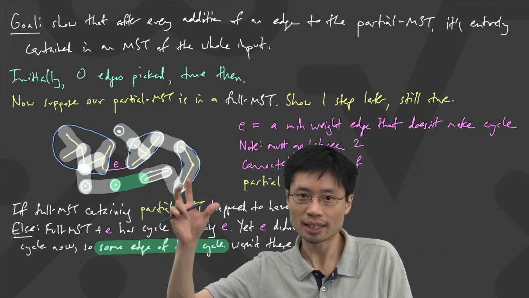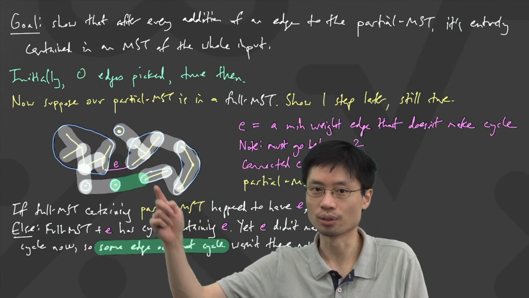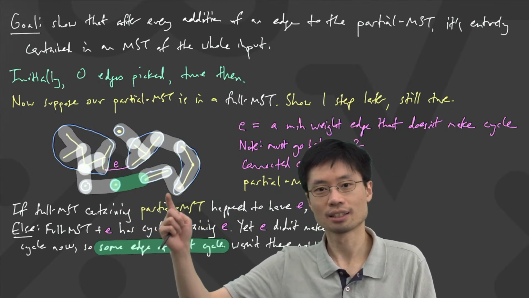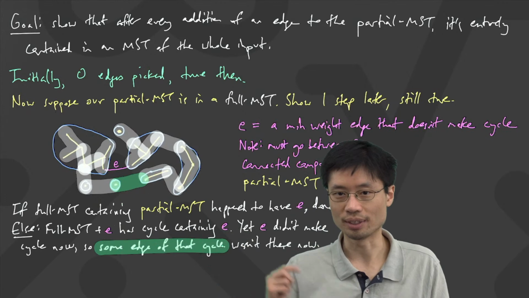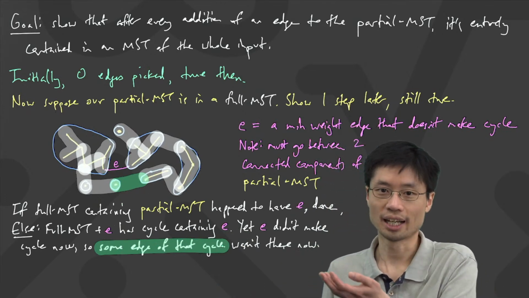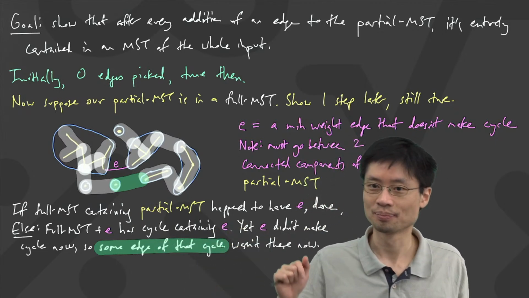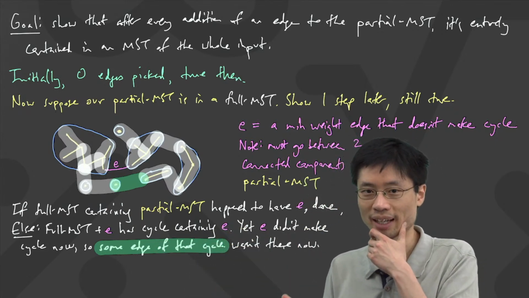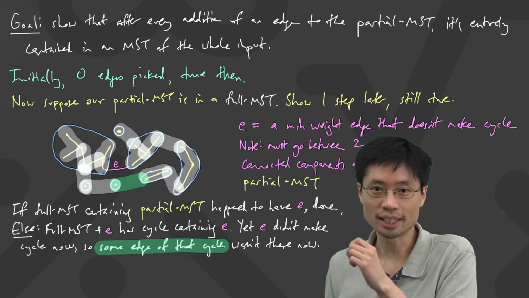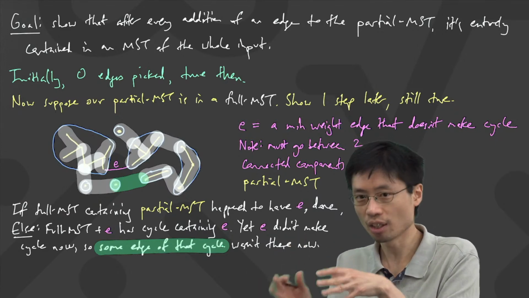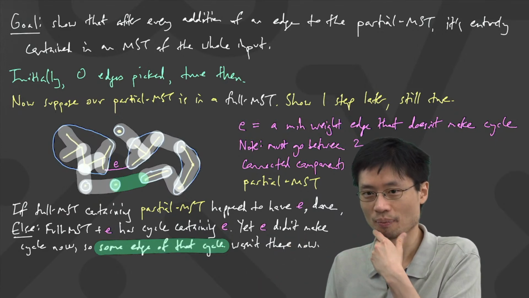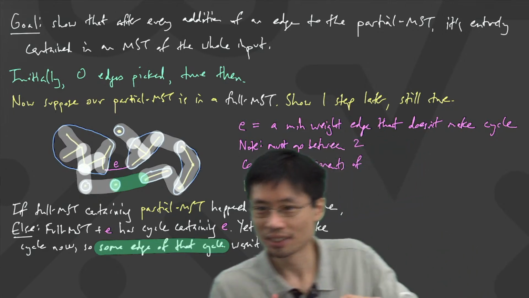In order to make a nice conclusion about that, I would need to know that the weight of E is less than or equal to the weight of the green thing. In order to know that, I need to know that the green thing was a legitimate candidate at the time of adding E. How do I know that at the time of adding E, I could have added the green edge to the yellow tree and not made any cycles? Ah, yes, Aaron.